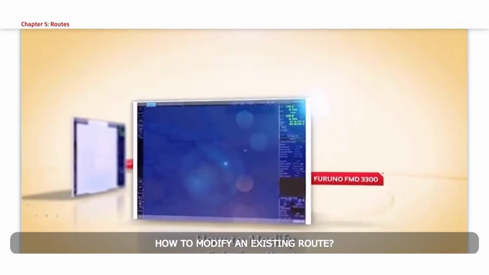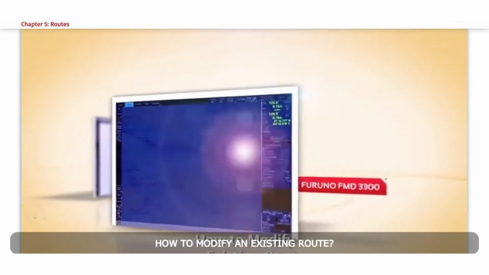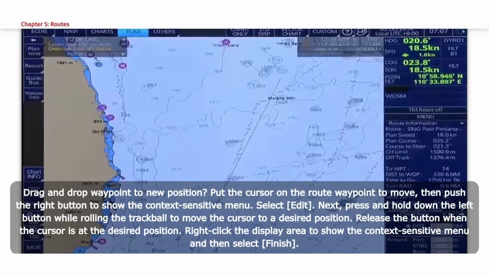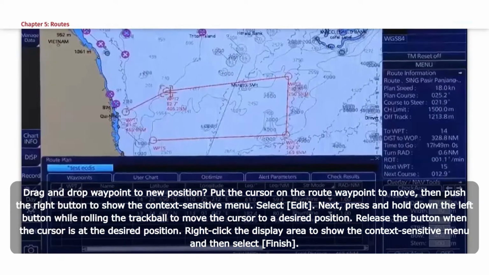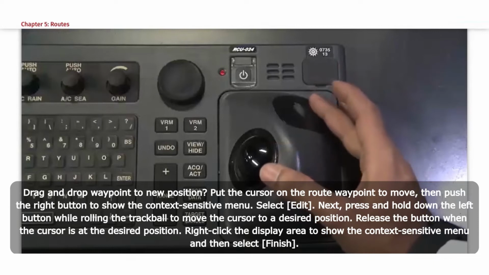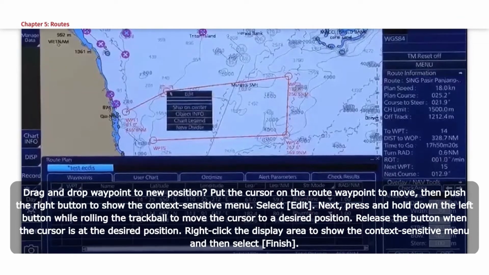How to modify an existing route. Drag and drop waypoint to new position. Put the cursor on the route waypoint to move, then push the right button to show the context-sensitive menu.